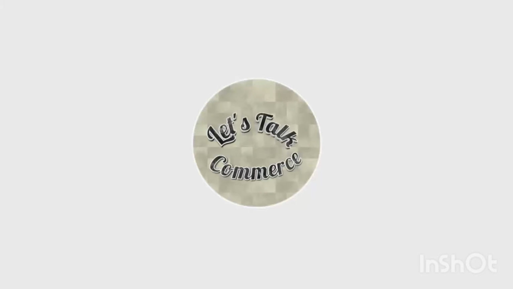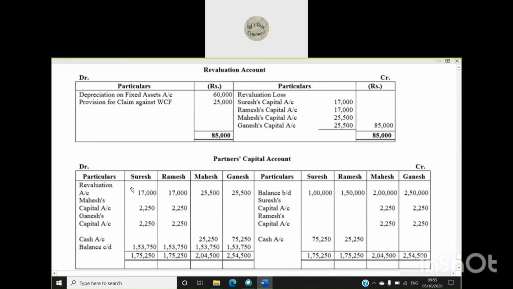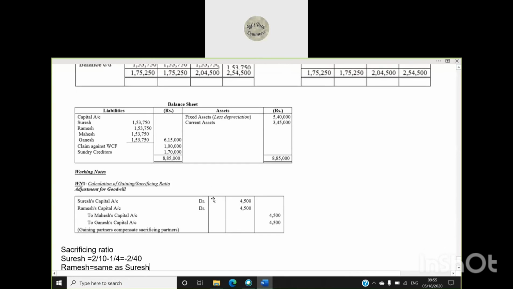So look at the account of Suresh. In the Suresh account we will be doing 1 lakh minus 17,000 minus 2250 minus 2250. This will be the balance coming to us for the Suresh account. If there was no adjustment of capital, we would have deducted these three items from 1 lakh. And then the capital of Ramesh: 1,50,000 minus these items. Mahesh: 2 lakh plus 2250 plus 2250 minus 25,500. So this way we have adjusted the capital.